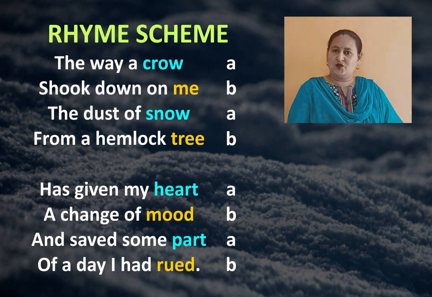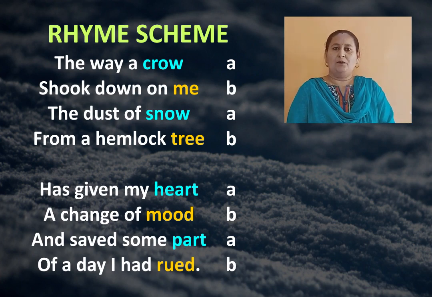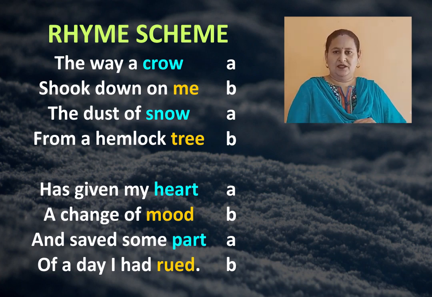Similarly, let's read the second para, the last word of the second stanza. Heart, part, mood and rued. So heart and part, A, and mood and rued, B. So that becomes AB, AB. That's the rhyme scheme. I hope all of you must have understood the poem. Now let us move on to the discussion of question answers.